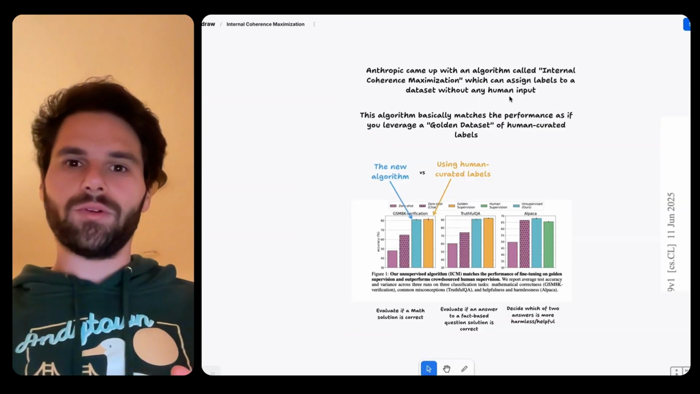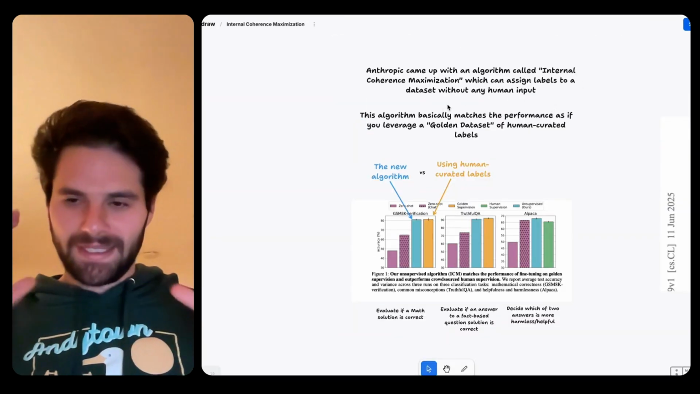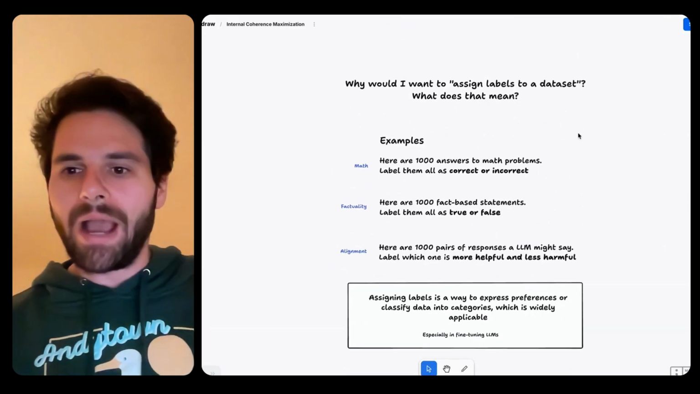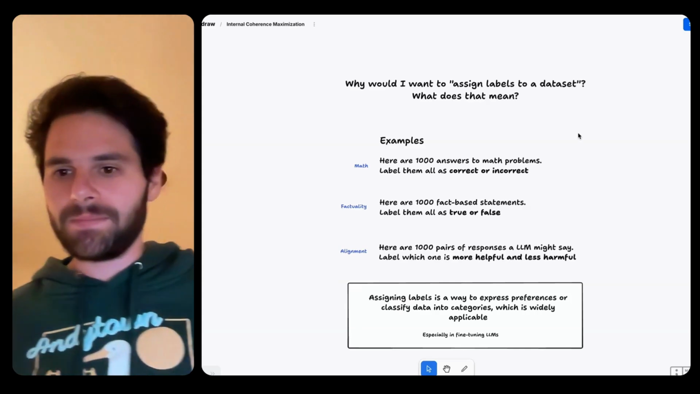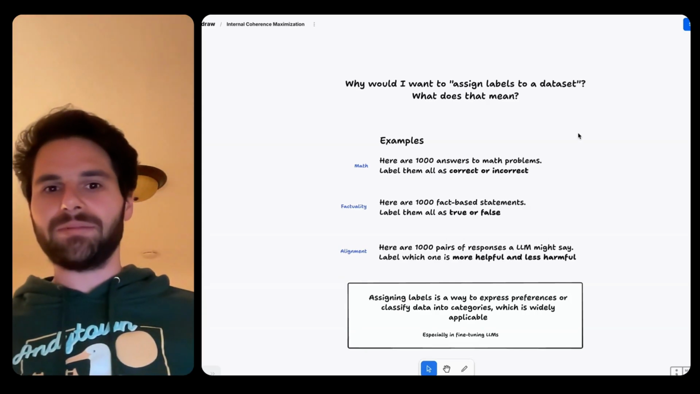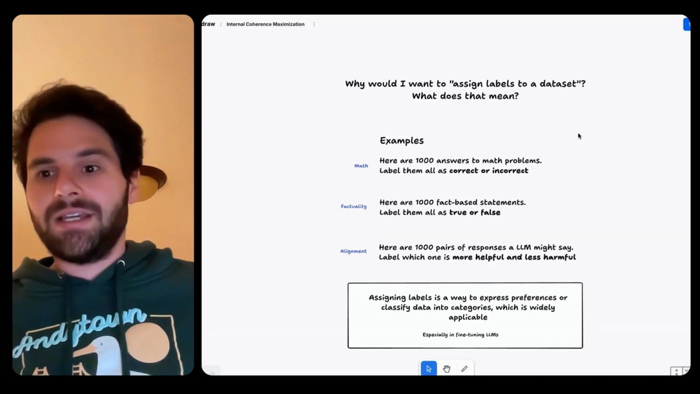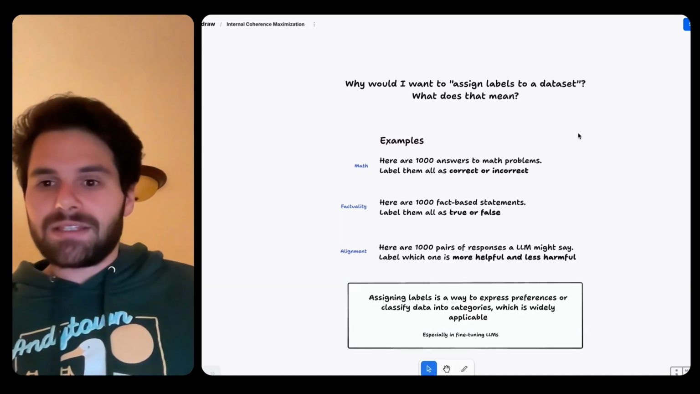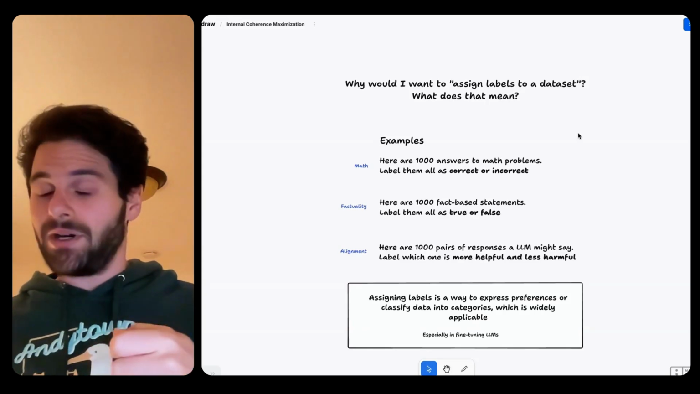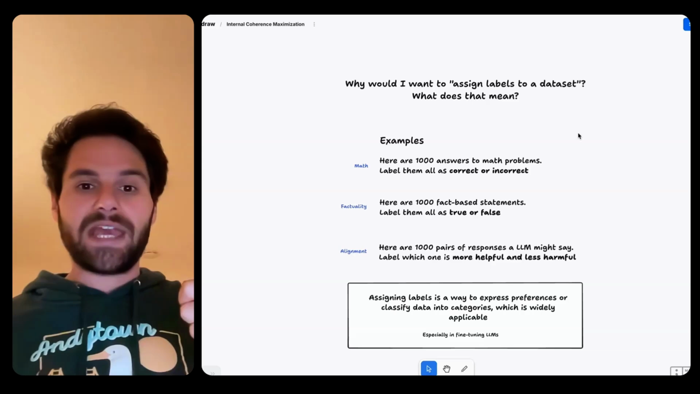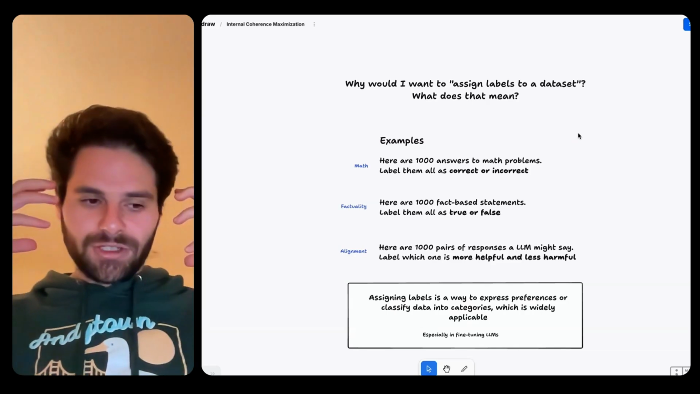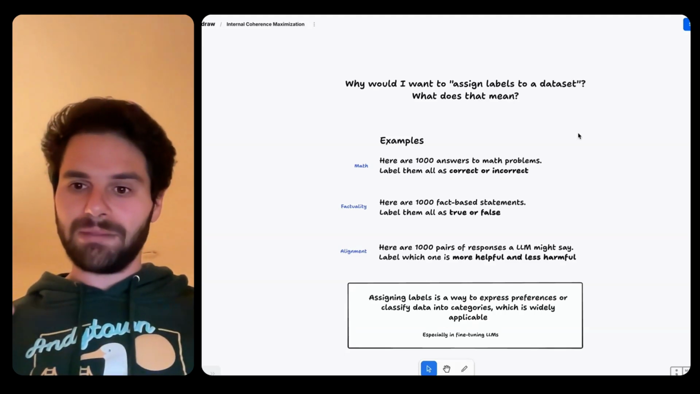But I feel like this whole "assign labels to a dataset" is still a very abstract framing. So I want to make this more concrete. Why would I want to assign labels to a dataset? What does that mean? Here are some examples. I give you 1,000 answers to math problems, label them all as correct or incorrect. I give you 1,000 statements based on facts, and you label them all as true or false. I give you 1,000 paired responses of what an LLM might say, and you label which one is more helpful, less harmful. I think these are good motivating examples to keep in mind as we read the paper.